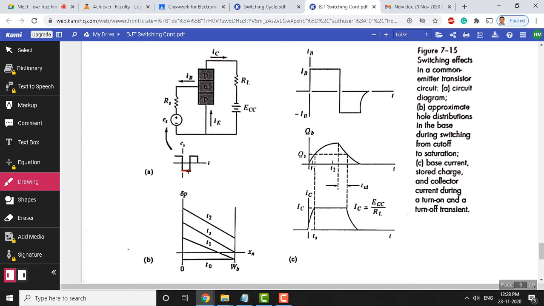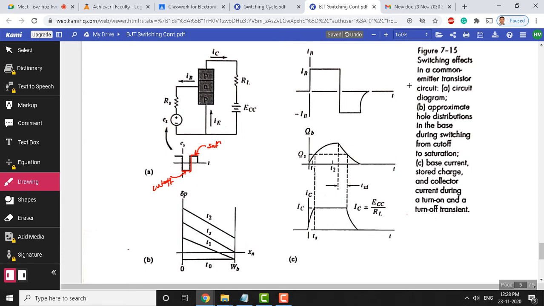Here if you apply the pulse waveform like this, usually the BJT will be in cutoff, and when you apply a positive going pulse like this, okay, from negative to positive going pulse, the BJT moves into saturation. Okay, saturation here, and here the BJT will be in cutoff. That is the reason for applying this pulse waveform as an input for this common emitter circuit.